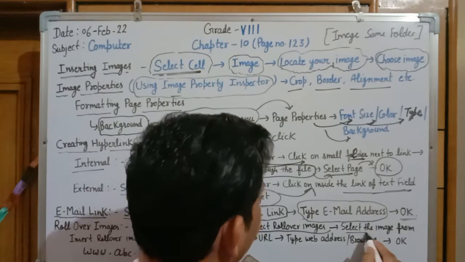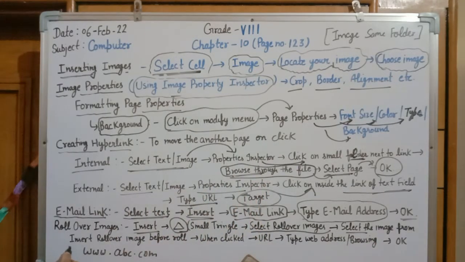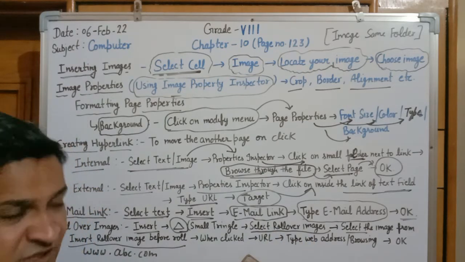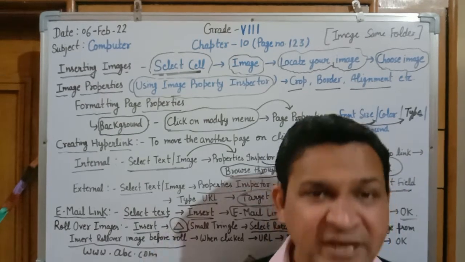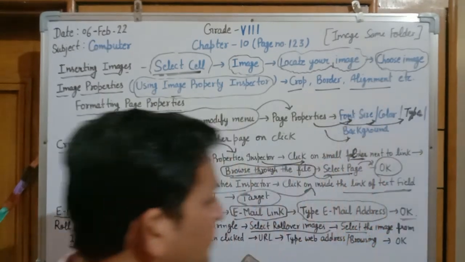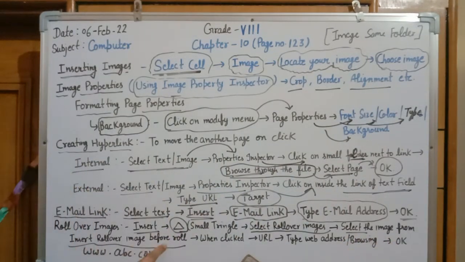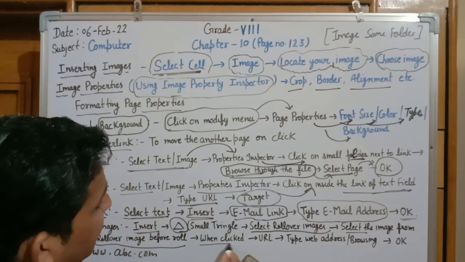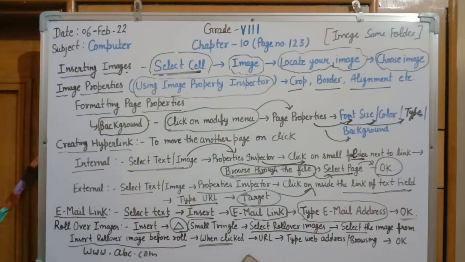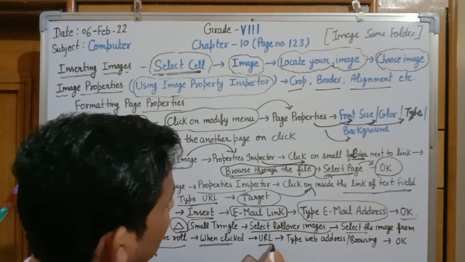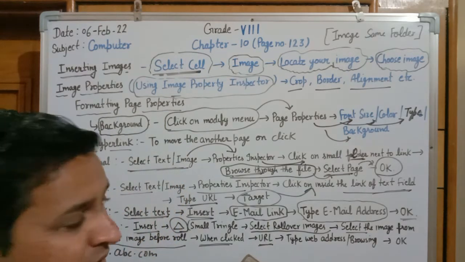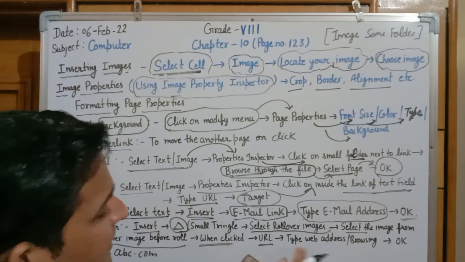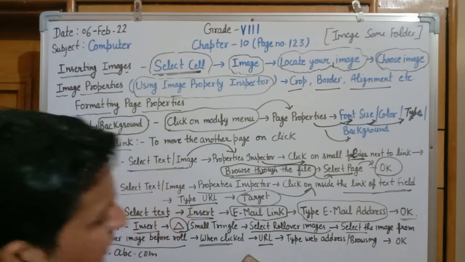So select the image from insert, rollover image, before roll. First you will select the rollover images, which images will roll over on bringing the cursor to that position. One image you will select before rollover. So the next step is to select the images before rollover, and then click on the when clicked option. It means when we click on the image, if you want to open any web page, it should also open. Then you will type the URL address and press OK.